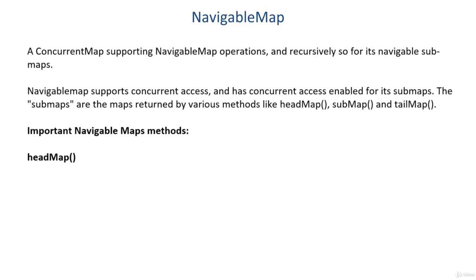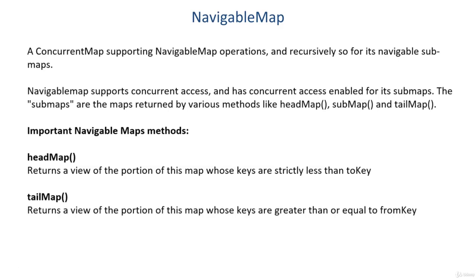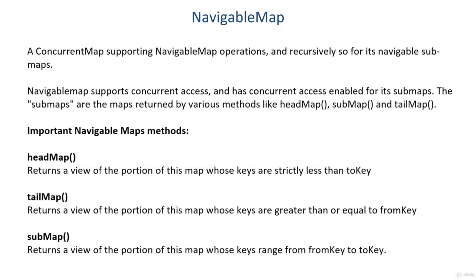So, the important NavigableMap methods: headMap returns a view of the portion of this map whose keys are strictly less than toKey. tailMap returns a view of the portion of this map whose keys are greater than or equal to fromKey. And subMap returns a view of the portion of this map whose keys range from fromKey to toKey.